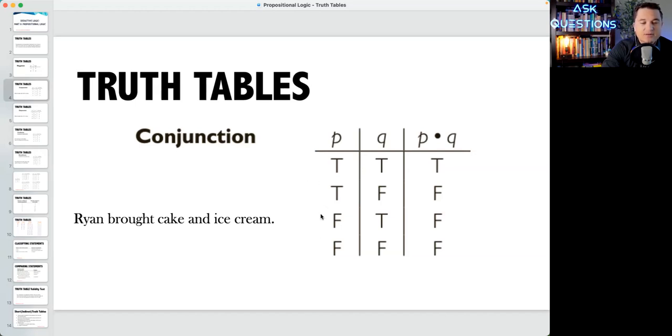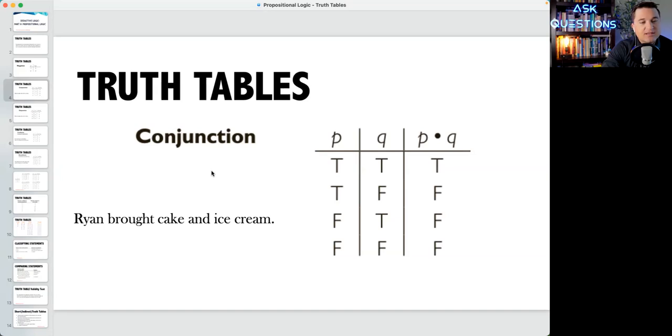But in world 2 or 3, if we think of these in order 1, 2, 3, 4, in the second and third world, I fail at bringing one of these two things. So in the second world, it's true that I brought cake, but it's false that I brought ice cream. So if you said that I brought both, you would be saying something false. And in the third scenario, I do bring the ice cream, but I don't bring the cake. And so to say that I brought both is wrong. It's false. And of course, this last world represents one where I don't show up with either. I didn't bring cake. I didn't bring ice cream. And so to say that I brought both is certainly not true.